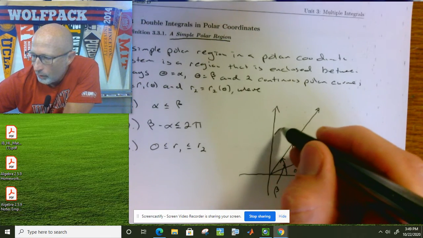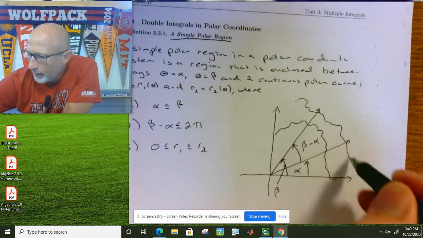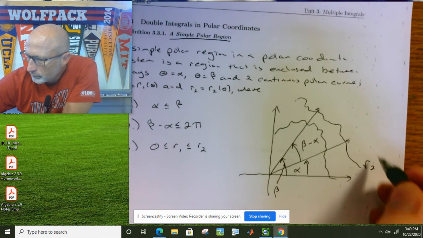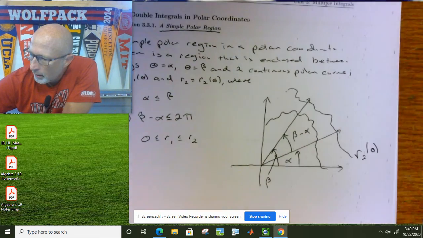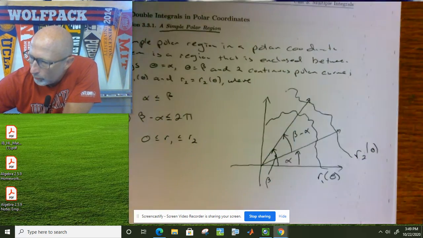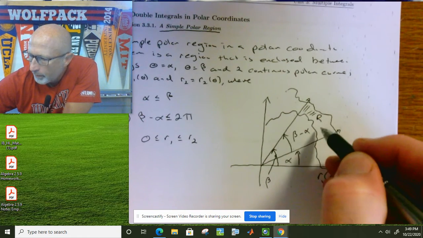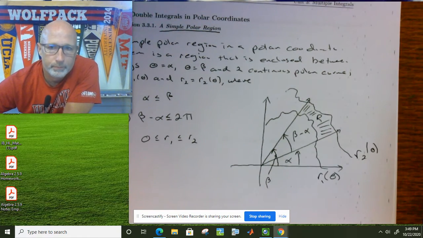So here's maybe R1, and then R2, maybe something like this. And this is R1 of theta. So the simple polar region that I have here is going to be this. Okay, that's what I'm looking for.